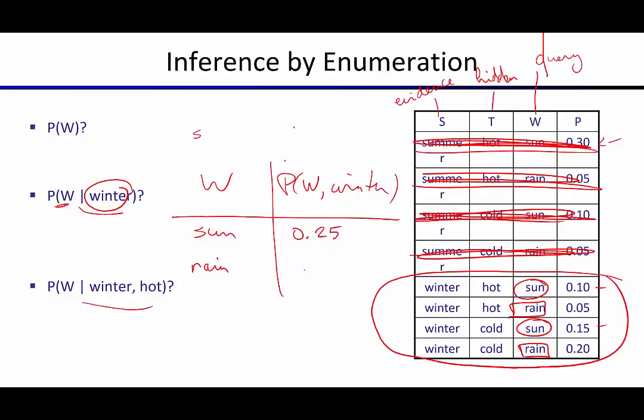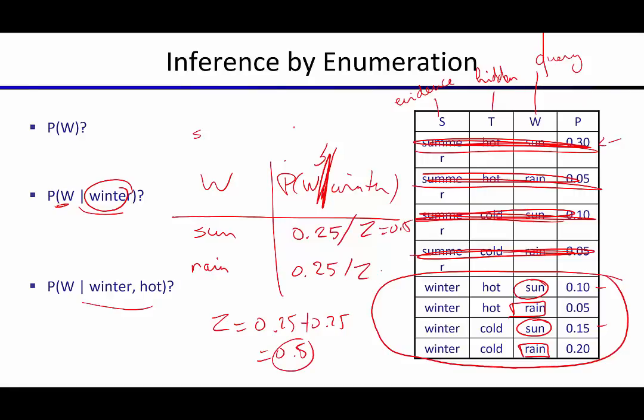That also is 0.25. We now compute the normalization constant at step 3, Z equals 0.25 plus 0.25, which is 0.5. And then to get the conditional, right here we have a joint. To make that into the conditional of weather given winter, we need to divide by Z, which is 0.5. We end up with 0.5 and 0.5. So that's the full procedure for this query.